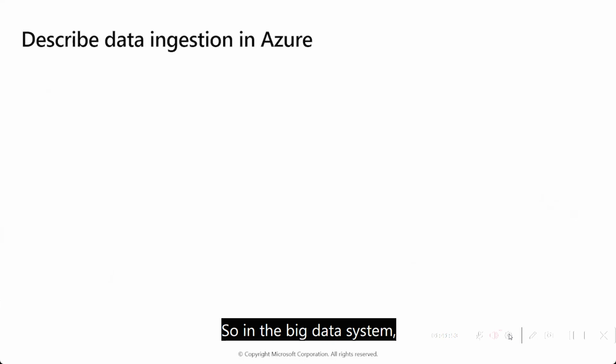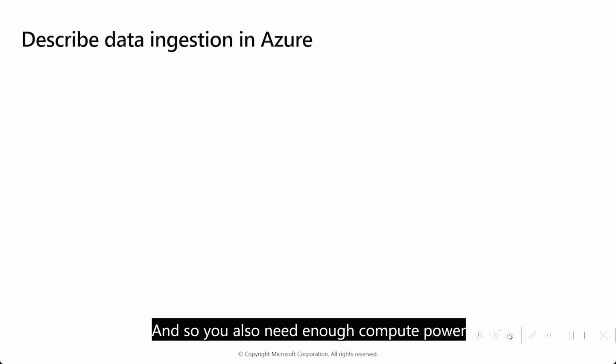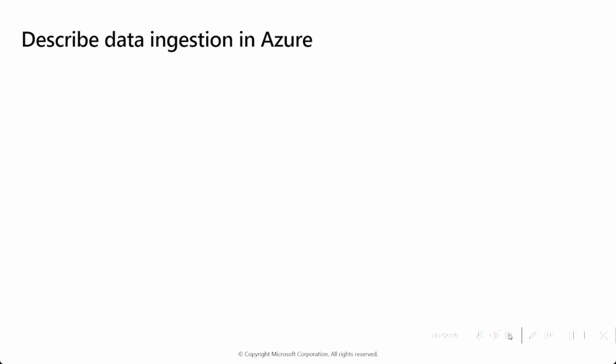And so in a big data system, data ingestion has to be fast enough so that you can capture almost all the data that might be relevant and that's heading your way. And so you also need enough compute power to be able to process this data in a timely manner.